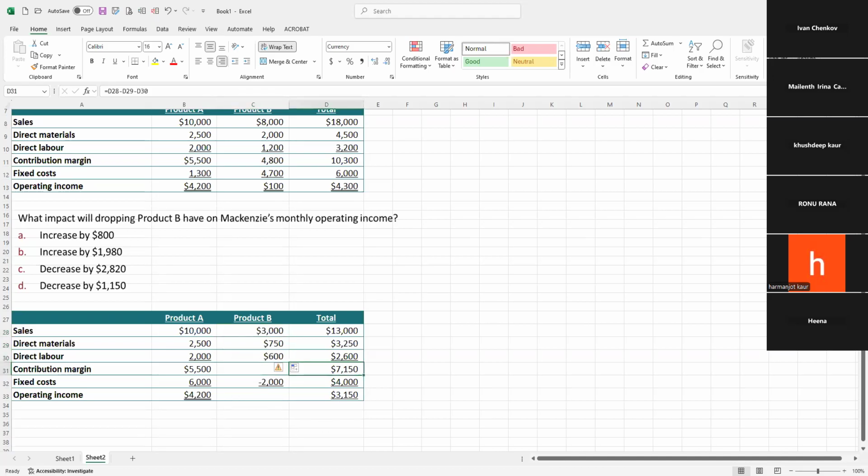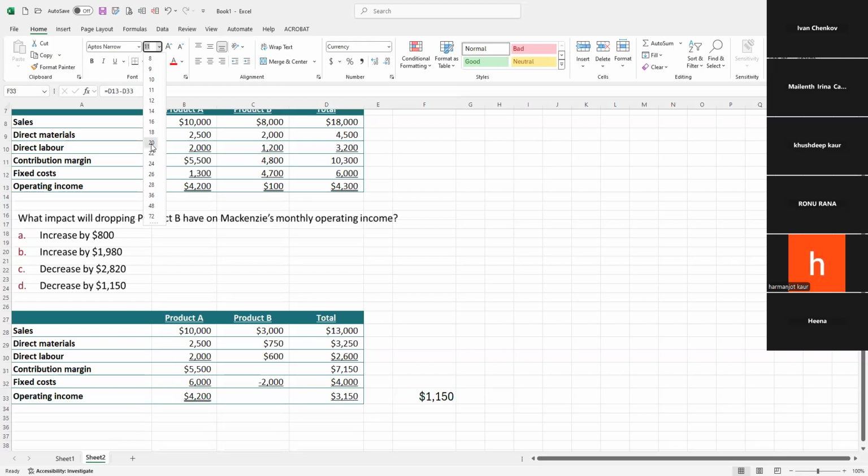So my contribution margin from 10,300 with the two products is going to drop down to 7,150. I'm going to save the $2,000, but overall my income is going to be 3,150. What's the difference here? That's the only tricky part of this question.